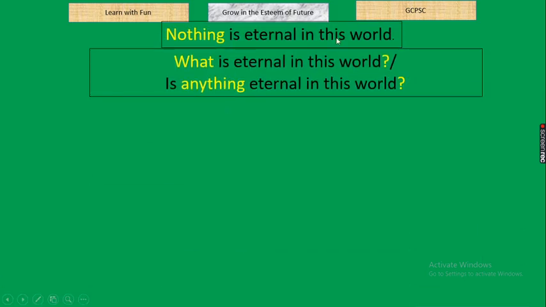Nothing is eternal in this world. Eternal means permanent. So in case of nothing, we can take only what. No change in the rest of the sentence. So, what is eternal in this world? The alternative is taking the helping verb at the beginning. Instead of nothing, we can take anything. In case of nothing, there will be what at the beginning, and the rest of the sentence will remain unchanged.